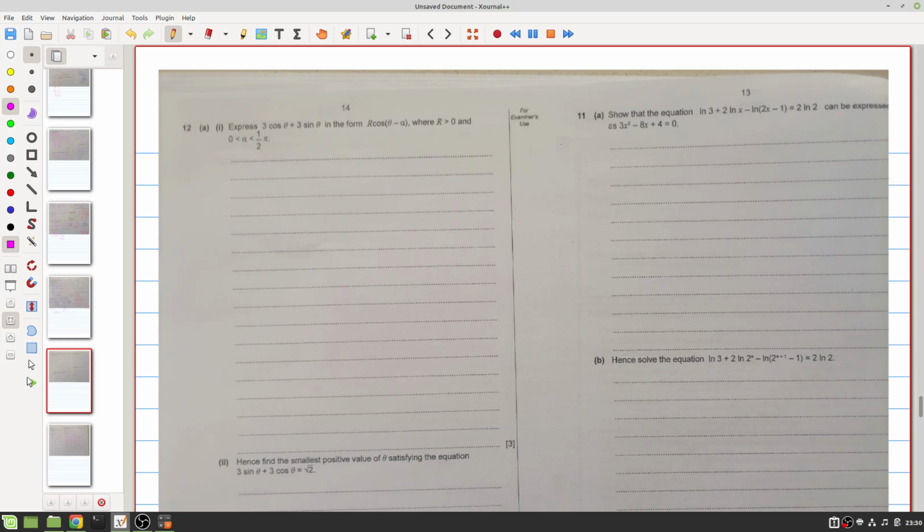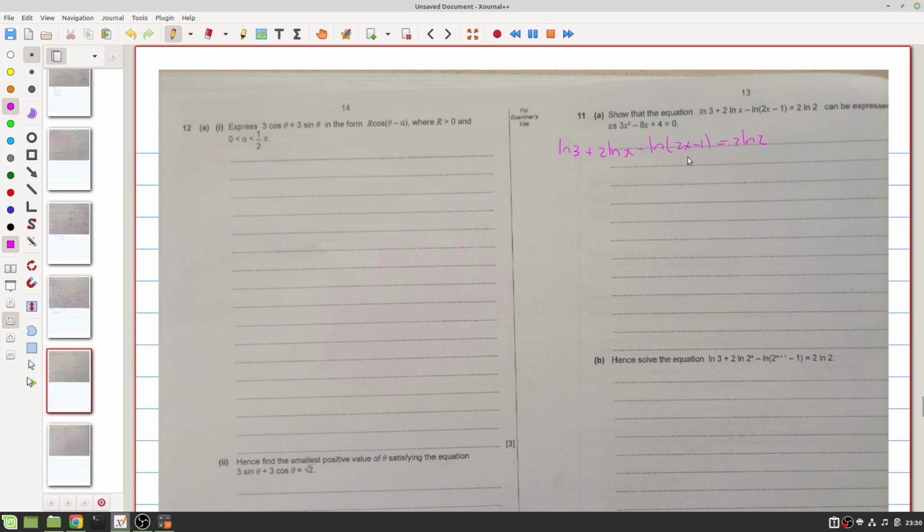Okay, so let's just rewrite the equation first. So ln 3 plus 2 ln x minus ln (2x minus 1) equals 2 ln 2.